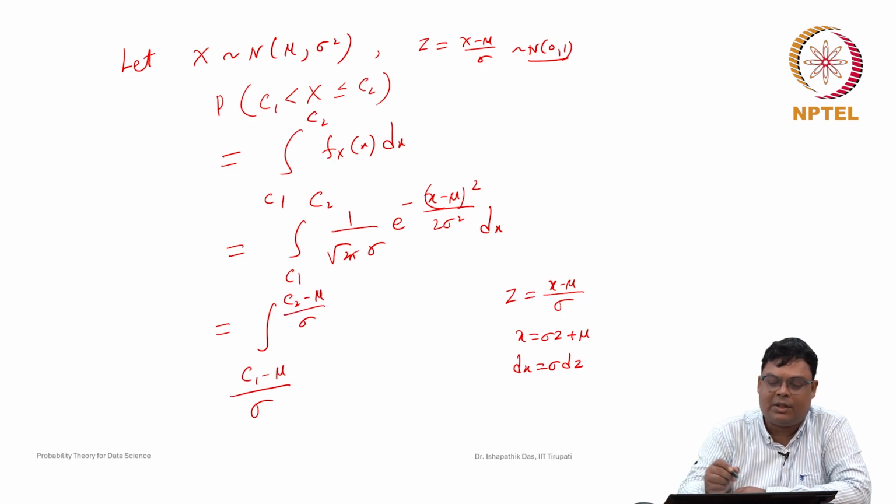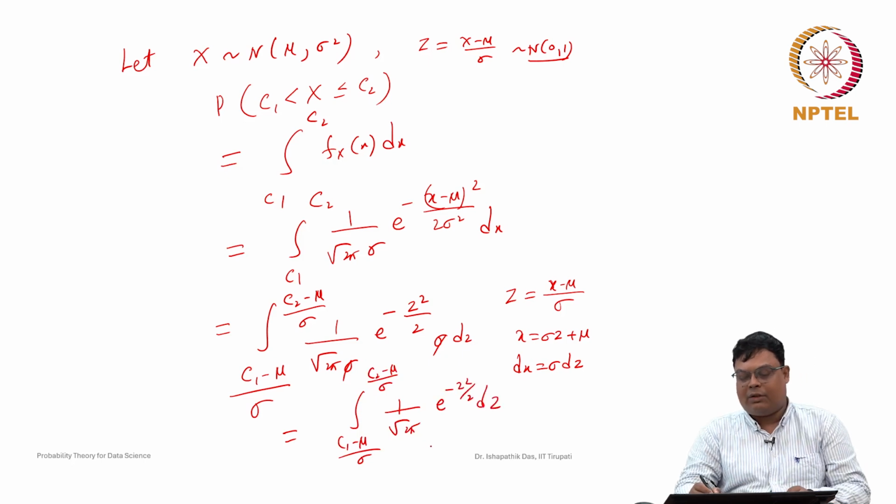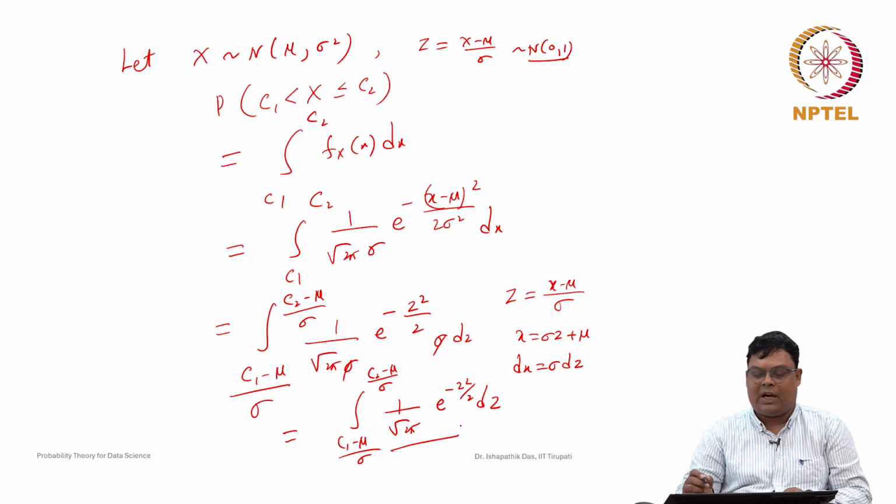Here the assumption is that c1 is less than c2. The integrand is 1 by root 2 pi sigma times e to the power of minus z squared by 2, dz, and sigma is cancelled. So we have to find the integral from (c1 minus mu) by sigma to (c2 minus mu) by sigma of 1 by root 2 pi times e to the power of minus z squared by 2, dz. This is actually the density of a standard normal variate.